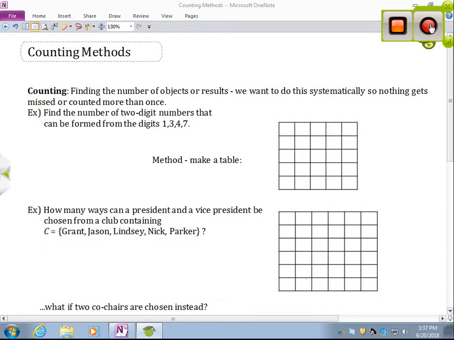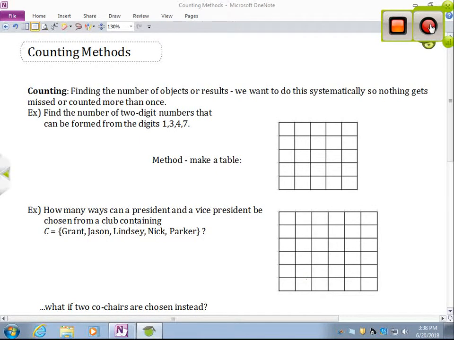In this lesson, we're looking at a couple of different counting methods. Sometimes we have a lot of events happening, and we want to know the total number of different outcomes that we can have, or the results from these. There's a handful of ways we could do this.